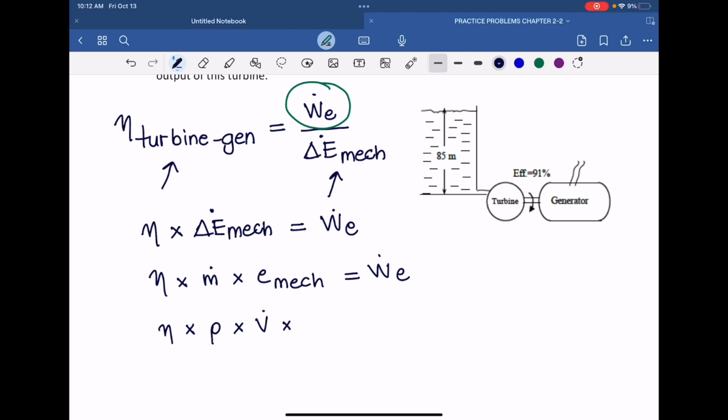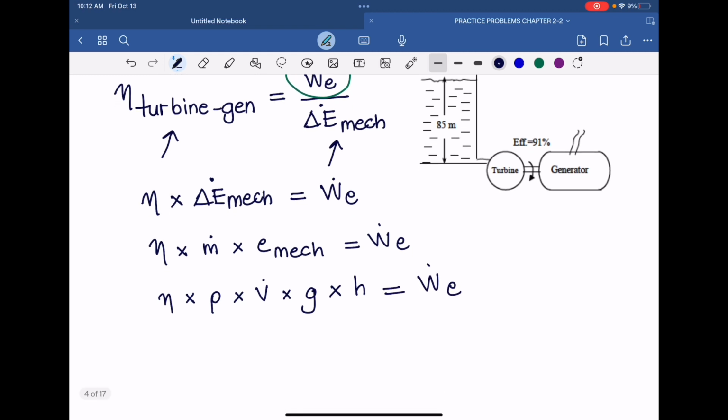Therefore, since the problem statement doesn't give me any information about velocity or pressure, I'm just going to say the mechanical energy is directly equal to the potential energy of that flow. So it is gravitational acceleration times the height. Okay, and that should give us the electric power. Now I know every term in here.